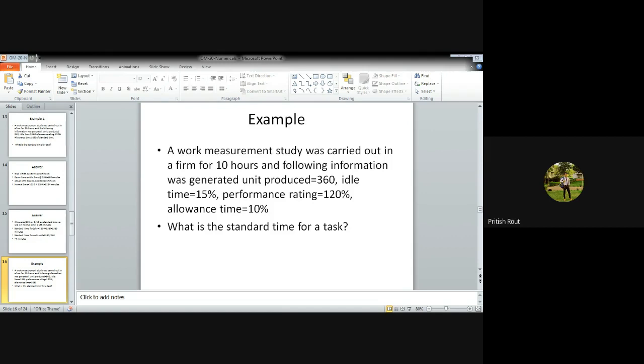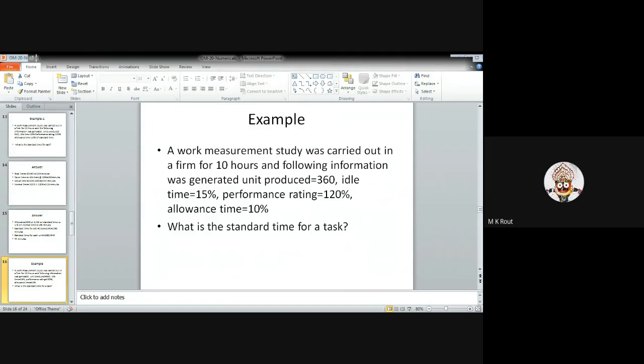Sir, 10 hours. 10 hours into how much? If you convert into minutes, 600 minutes. Okay, 600. Your 60 marks is directly reduced to 0. Sorry, sir. Okay, fine.